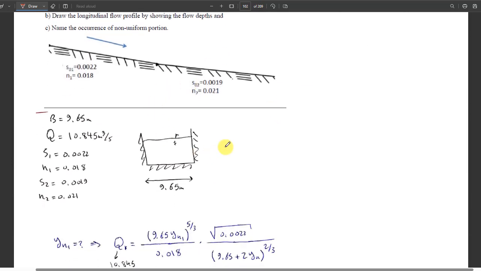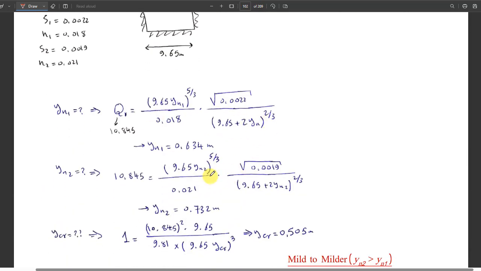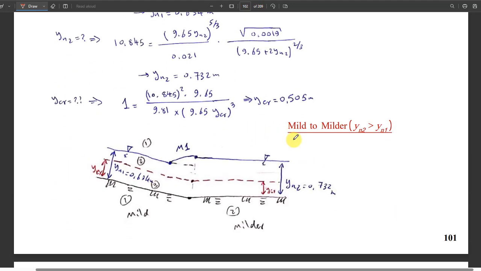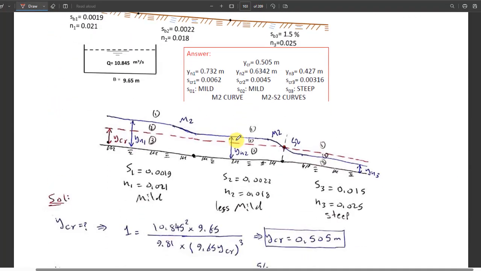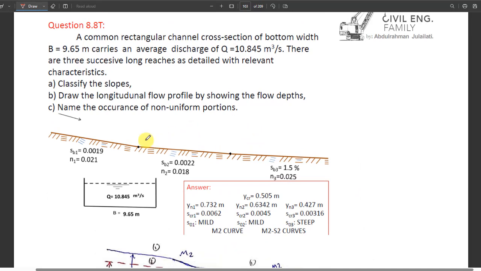Here we have another question, different numbers, different things, again the same concept. You should get y critical, yn1, yn2, and we got the answer mild to milder, for example. This one we have three portions. Again, you should deal with each one separately. Get the yn's, get y critical, then yn1, yn2, yn3, and so on.